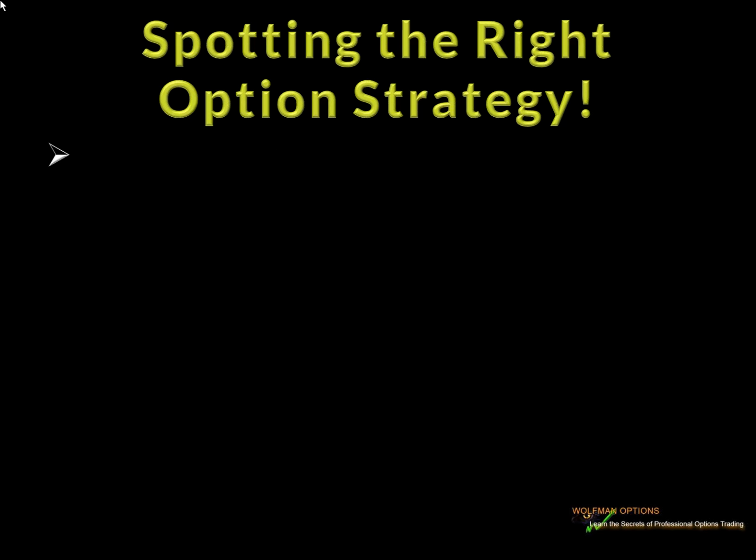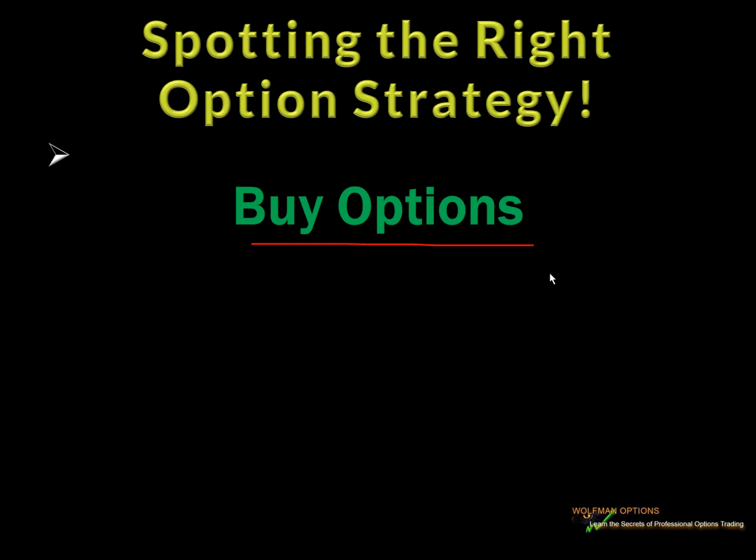And if we're going to look to spot the right option strategy, these are the processes we're going to go through. We look at where that implied volatility is for that specific underlying and determine if those premiums are cheap or expensive. That's step number one in spotting the right option strategy: trying to figure out if we're going to buy options or sell options. In this case, we've determined that implied volatility is cheap. Our premiums are not very expensive, so therefore that would lead us towards buying those options.